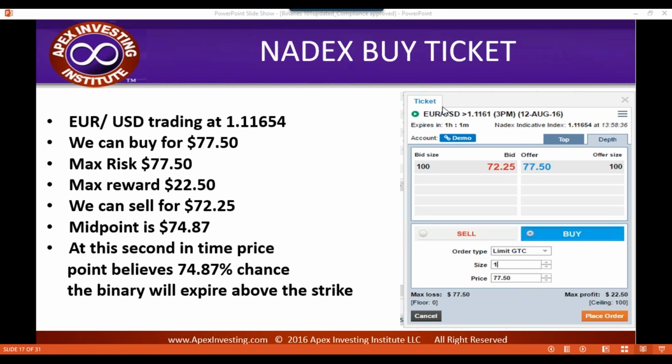Okay, so let's get back to, I believe, Raj's question. Very important here. On this contract right here, what is the statement? Euro dollar to be greater than 1.1161. So if I buy this, I'm saying yes, the euro dollar will expire at 3 p.m. greater than 1.1161. What happens if it expires at 1.1161? Is that a profitable trade or non-profitable trade? Did I win or lose on that?